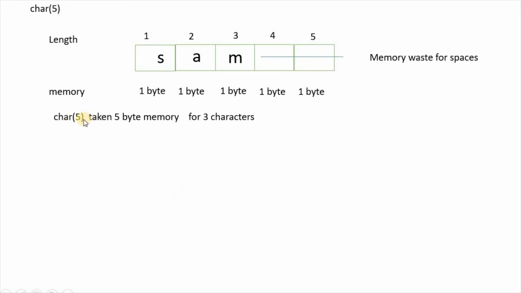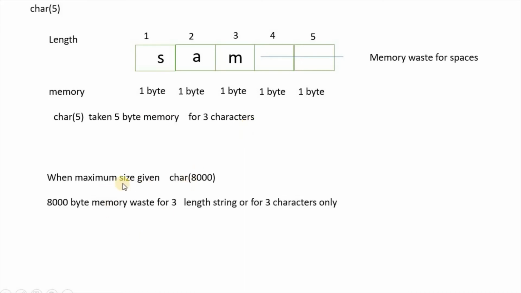When we take char 5, we have taken length 5 of character type, so at that time 5 bytes of memory are used for 3 characters. But when the maximum size given to the data type is 8000, at that time 8000 bytes of memory are used for a 3 length string, or a string having 3 characters only.